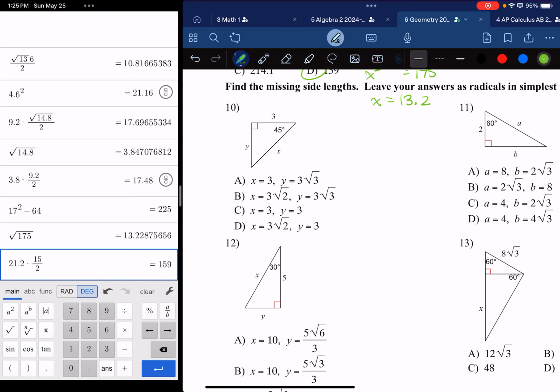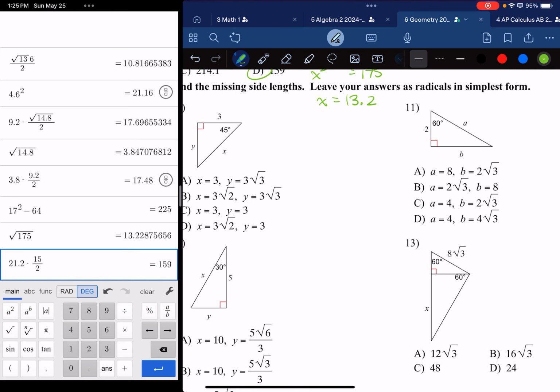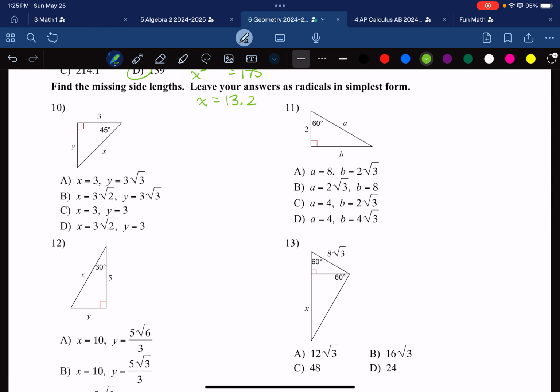All right, number 10. We're leaving radicals in simple form. Oh, okay, so these are all special types of triangles. I'm seeing 45, 45, 90. I'm seeing a 90, 60, 30, or 30, 60, 90.